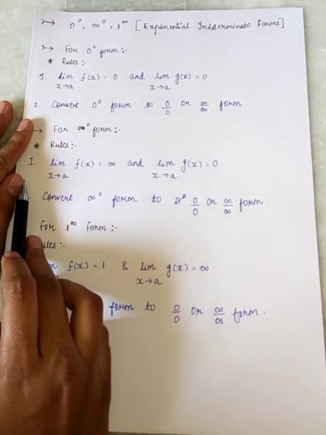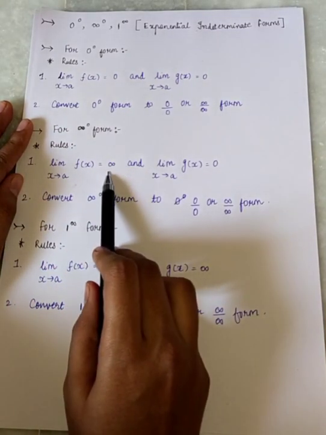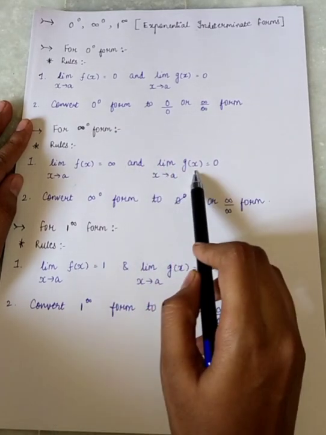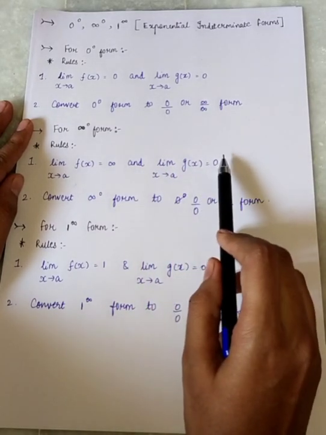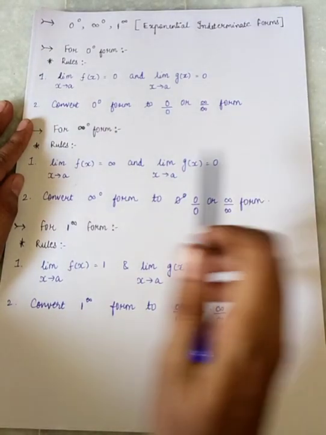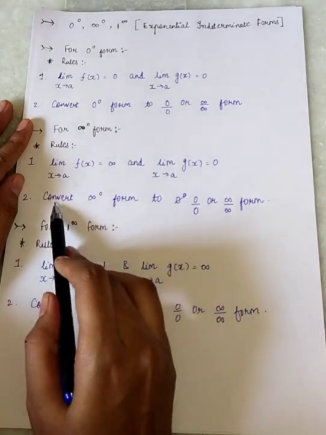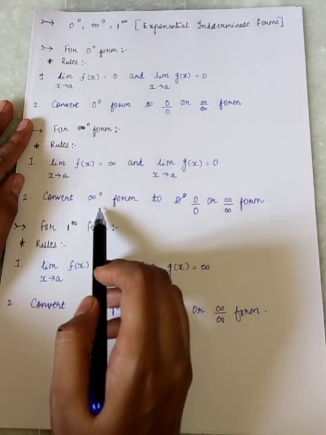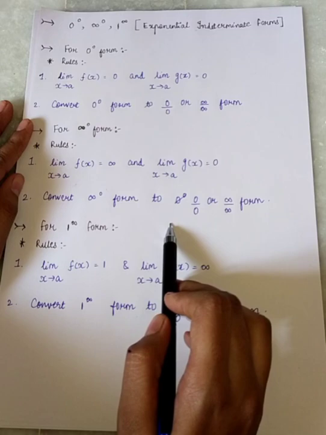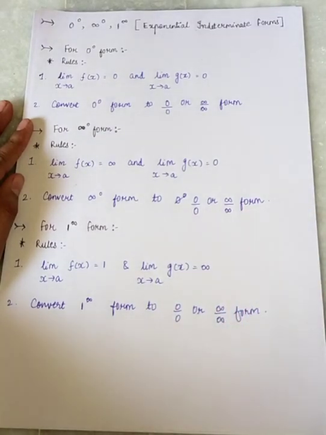Now rules for infinity raised to 0 form. Its rule number 1 is limit x tends to a f of x should be infinity and limit x tends to a g of x should be 0. Then only we can say that given equation is in infinity raised to 0 form. And our next step is to convert this infinity raised to 0 form to 0 by 0 or infinity by infinity form.